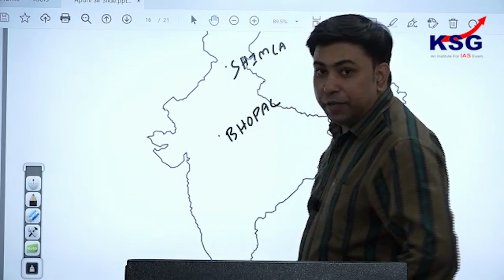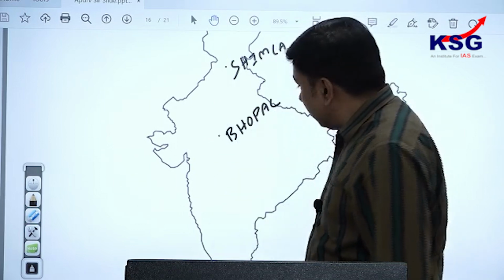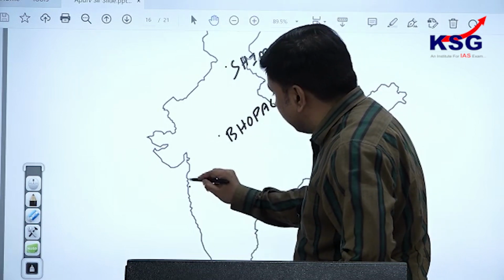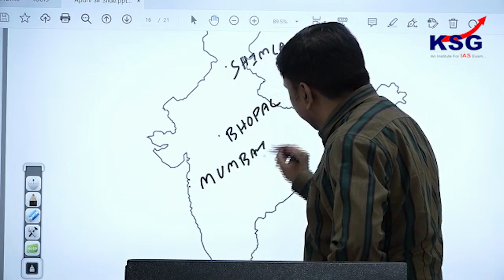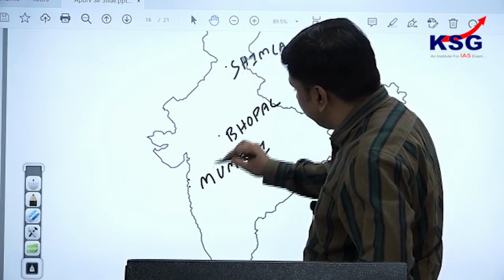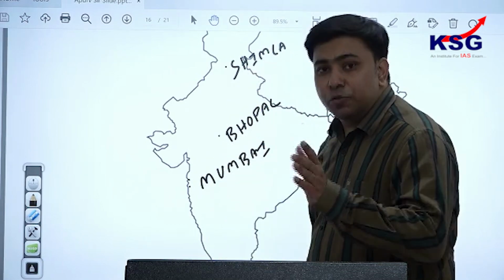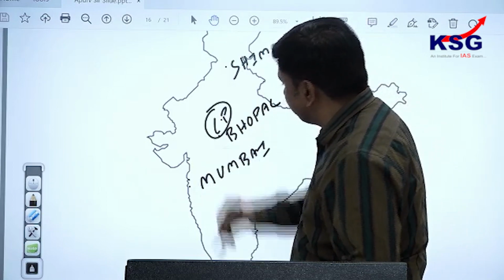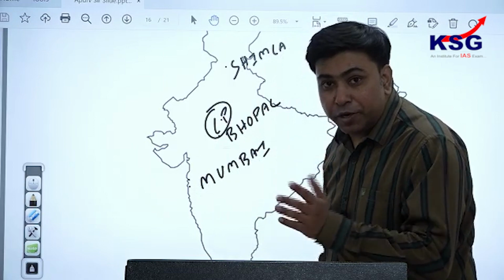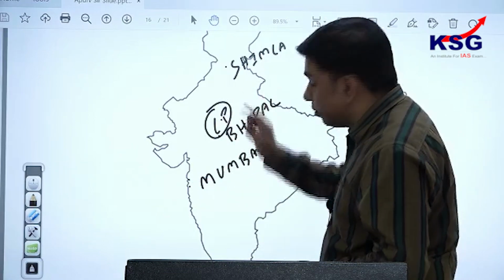Bhopal, capital of Madhya Pradesh, a continental city. And then I am demarcating one more city, and that is nothing but Mumbai. So I can say Bhopal is located between Shimla and of course Mumbai. And presume, take an example, that low pressure condition develops over Bhopal. And now Bhopal is physically located, as we know very well, between Mumbai and of course Shimla.